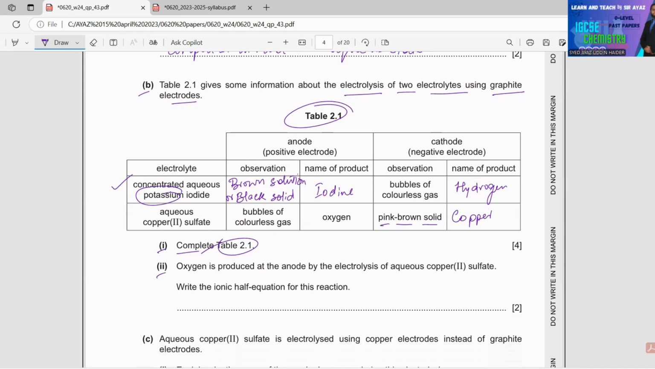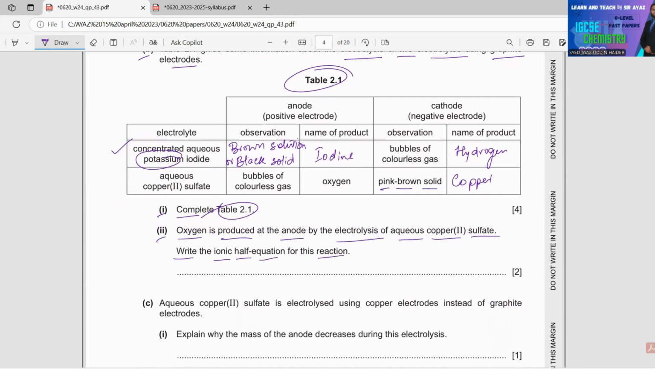Part 2. Oxygen is produced at the anode by the electrolysis of aqueous copper(II) sulfate. Write the ionic half equation for this reaction. So you have hydroxide ion, OH⁻, in the aqueous state. We write negative, and it gives oxygen gas plus water, H2O, in the liquid state, plus electrons.